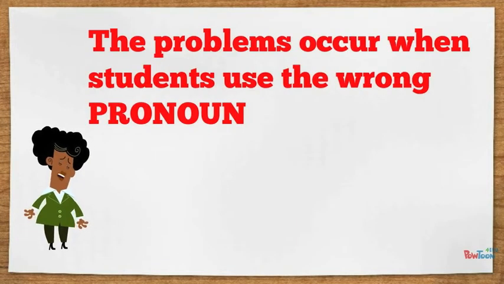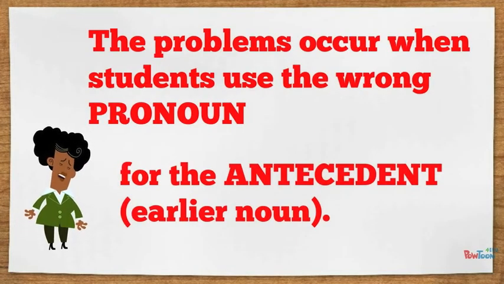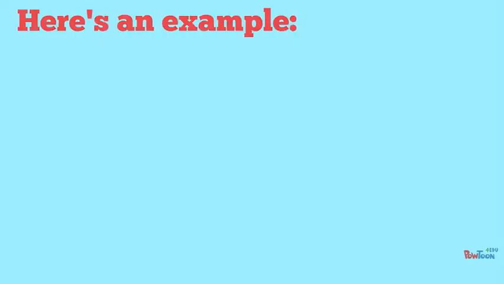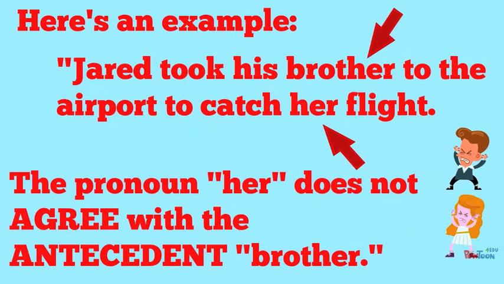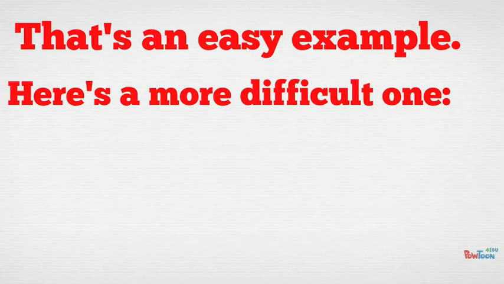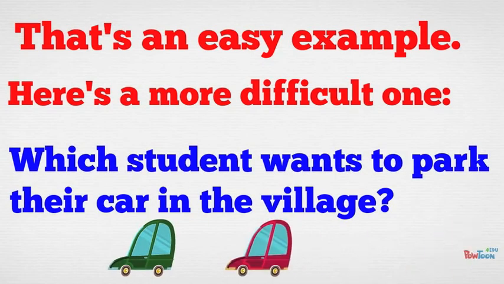The problems occur when students use the wrong pronoun for the antecedent, earlier noun. Here's an example. Jared took his brother to the airport to catch her flight. The pronoun her does not agree with the antecedent brother. That's an easy example. Here's a more difficult one. Which student wants to park their car in the village?